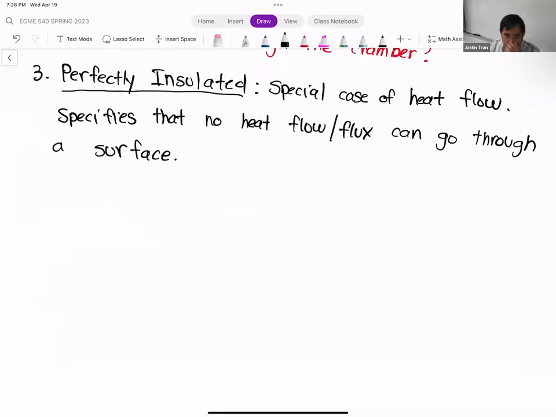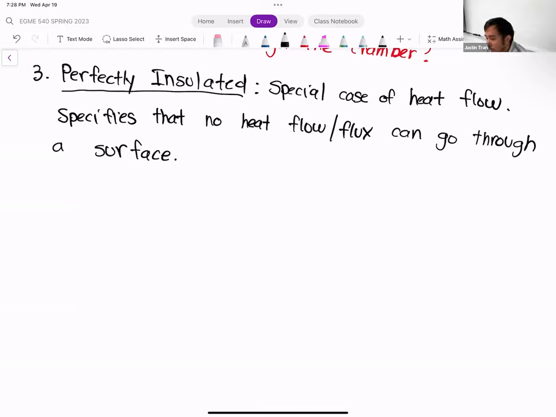Right, so think of an insulating oven mitt or something like that. Those are designed in a way where very little heat can actually go through. I will say that there's no such thing in real life as a perfectly insulated surface. Whenever you have a temperature difference between two objects, even with the most insulating material in the world, there's still going to be some heat transfer through that surface. That's just how nature works.